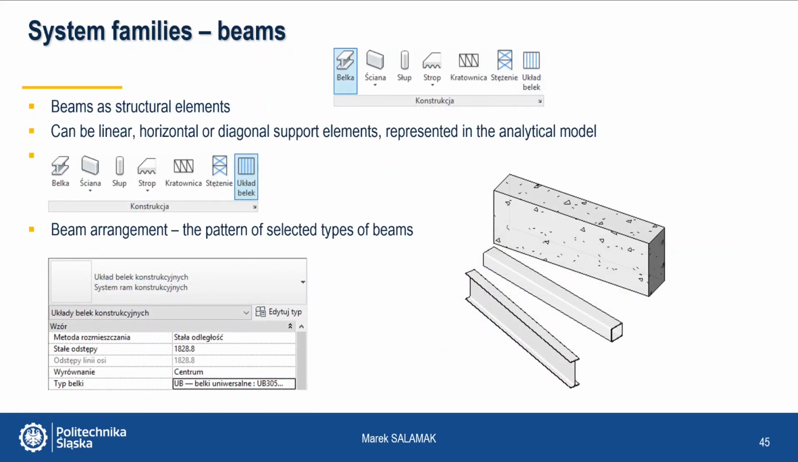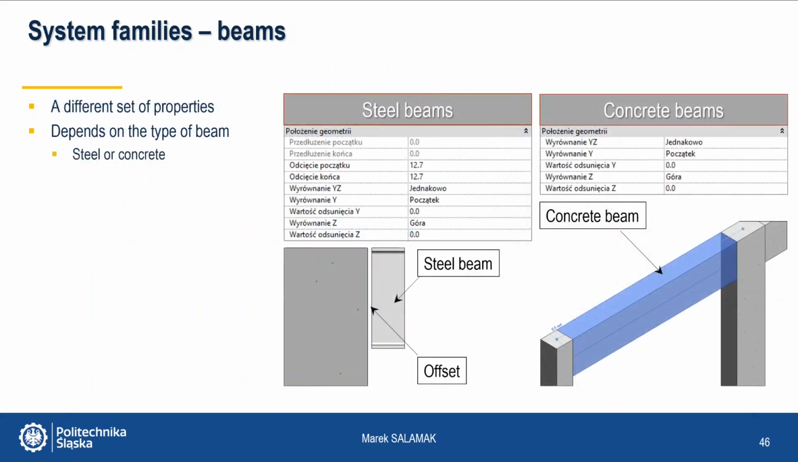Beams are another example of the system family. These are also design elements. They can be horizontal or diagonal. They also have their own analytical representation. Additionally, it is possible to create patterns of beams, making it very easy to build more complex models. The properties of the beams depend on the type of beam. It will be different in the family of steel beams and different in the case of concrete beams.